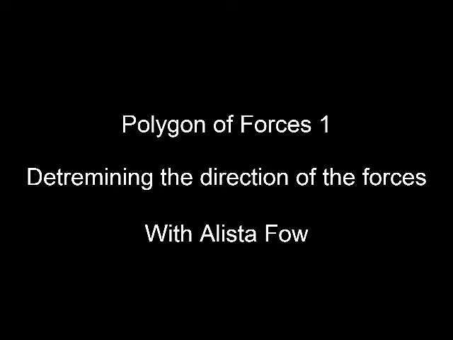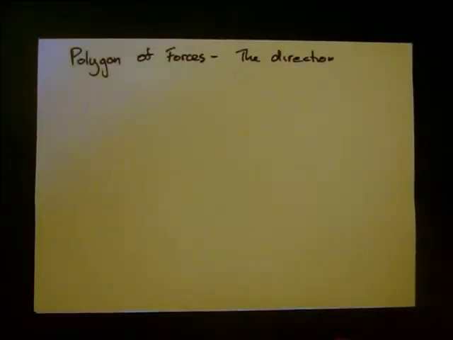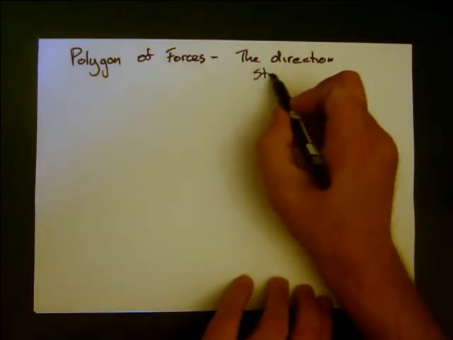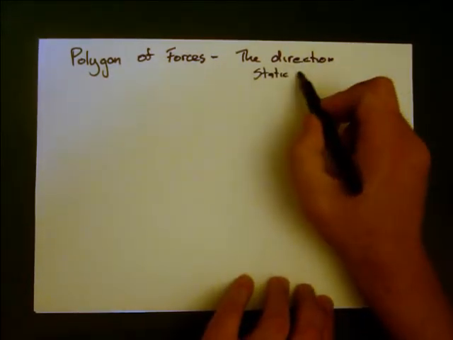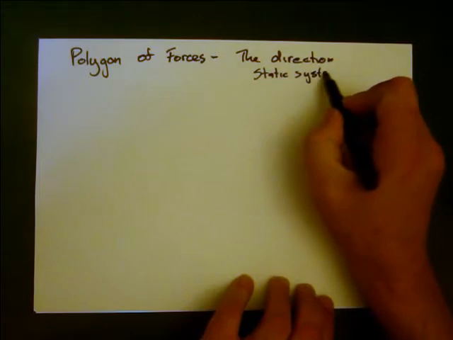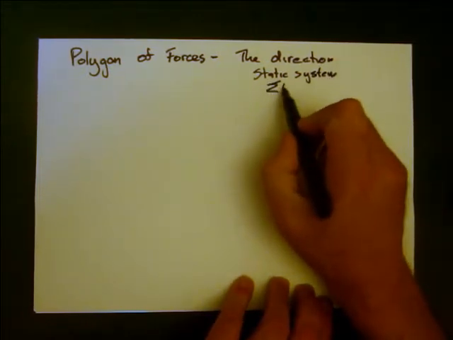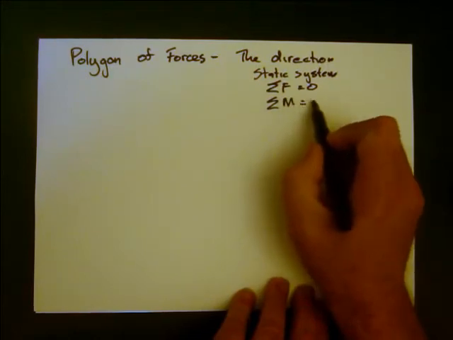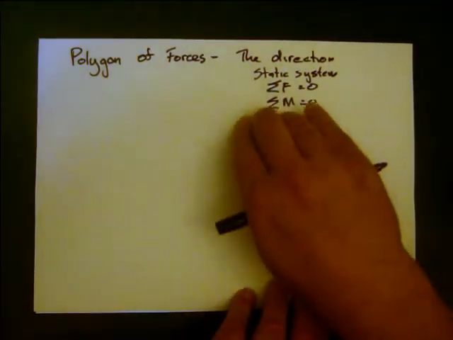One of the most useful tools that we can use when we're dealing with forces is the Polygon of Forces. This allows us to deal with a static system. Remember, the definition of a static system is that the sum of forces must equal 0 and the sum of moments must also equal 0. So we're just interested in the forces.